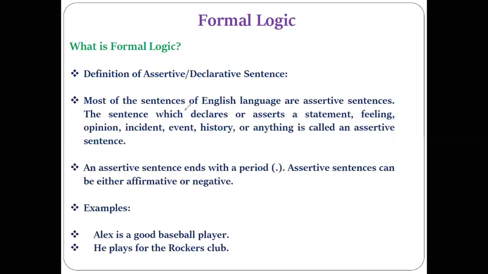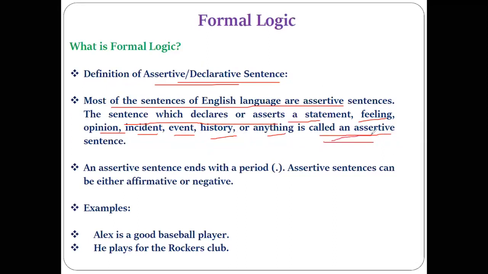Here I have mentioned the same thing we are discussing: declarative or assertive sentences. Most of the sentences of the English language are assertive sentences, which declare or assert a statement, feeling, opinion, incident, event, history, anything. All these kinds of things come under the assertive or declarative sentence. And this kind of sentence always ends with a dot, which is also referred to as a period.